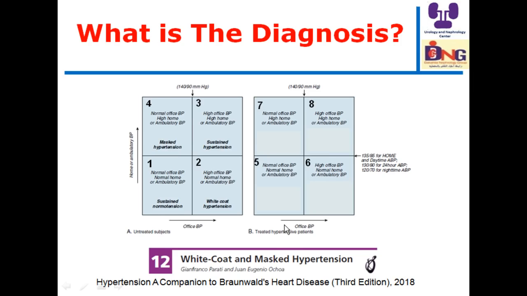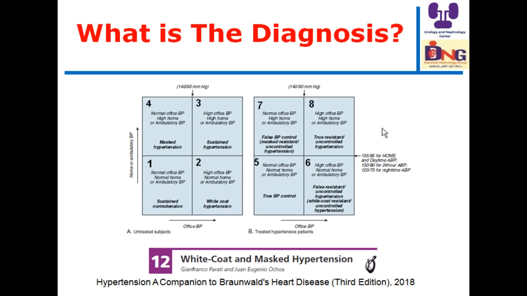If the patient is already treated because of hypertension, and he is coming with normal office, normal home, and he is on drugs, this is truly controlled blood pressure. If he is within this corner, high office, normal home or ambulatory, this is false resistant uncontrolled hypertension, white coat resistant uncontrolled hypertension. If the patient is here, normal office, high home or ambulatory blood pressure, this is false blood pressure control, masked resistant uncontrolled hypertension. High office, high home or ambulatory, this means truly resistant uncontrolled hypertension.